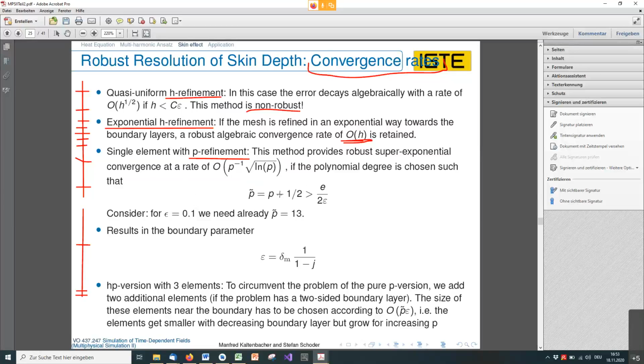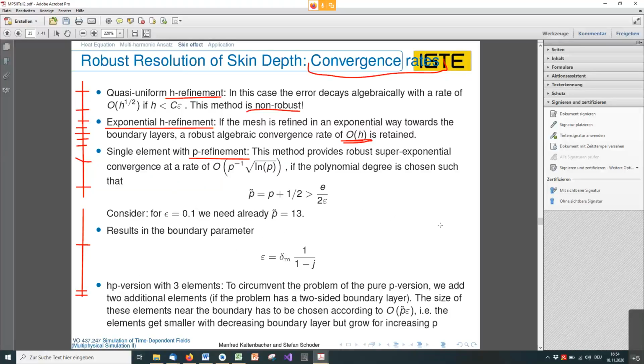We obtain good convergence rates with the p convergence, but nevertheless, it's also not working so well. The optimal way would be if we do HP refinement, which means we refine both by halving the elements and increasing the order of the elements. This works very well for this type of problem. So for boundary value problems, this would be very good.